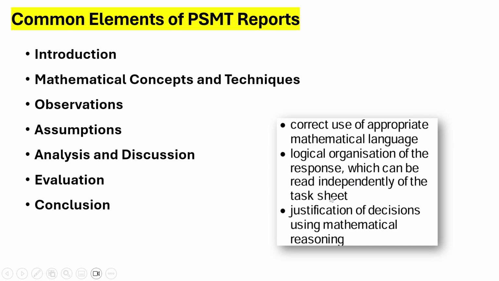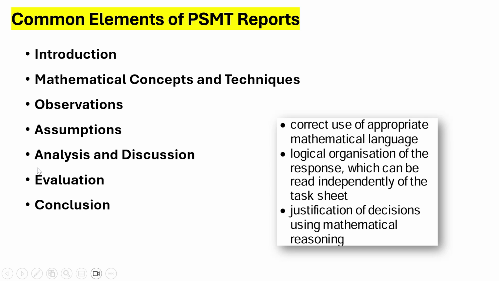If you're explaining why you did things in a mathematical way, you're also starting to hit this A-level criterion of justification of your decisions using mathematical reasoning. Okay, throughout, what you're looking for is using math language. If you're unsure what math language you need to use, check out your textbook on the same topic, and you'll see all of the different mathematical words that they use in there, and that's the kind of words that you want to put into your Essential Maths PSMT.